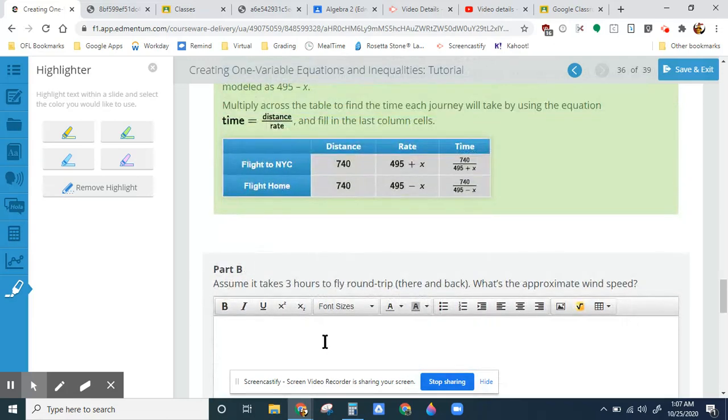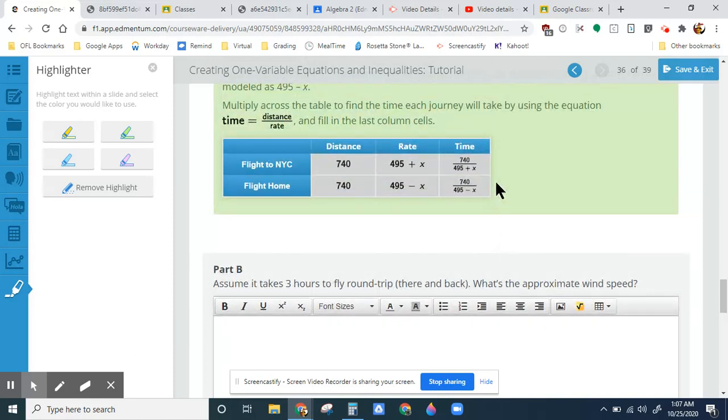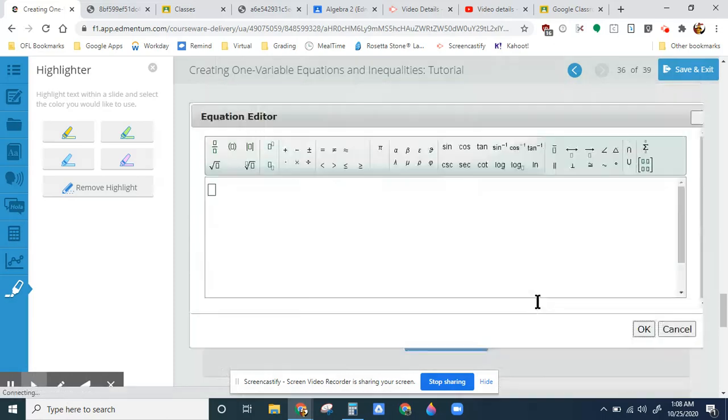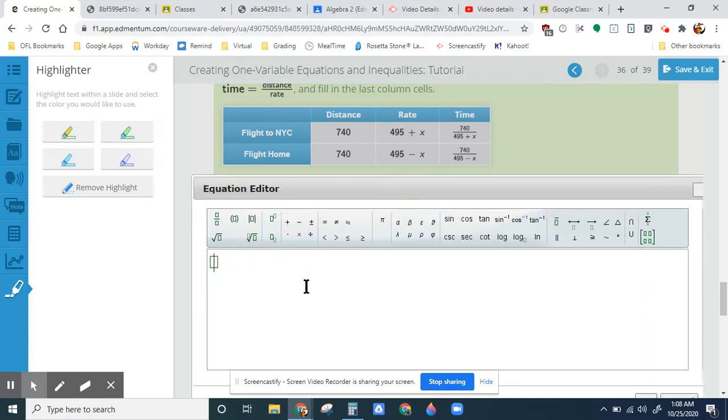So assume it takes 3 hours to fly. So now what we're going to do here, round trip. So back and forth. They're really nice. They keep giving us the definitions. The reason why they're doing this is they want us to add everything together. All right. So here's what we're going to do now. We're going to apply what we learned in the last unit where we just multiply everything together.